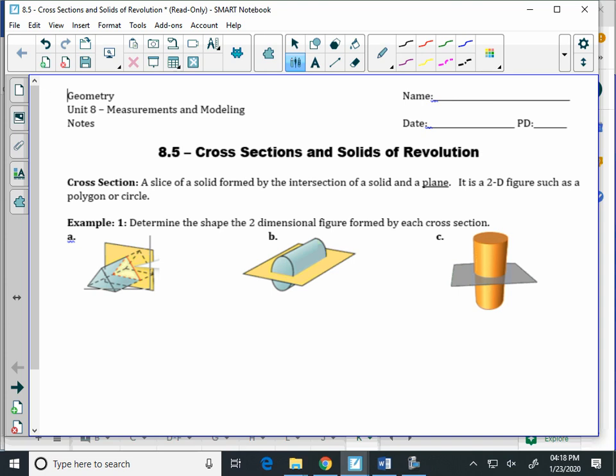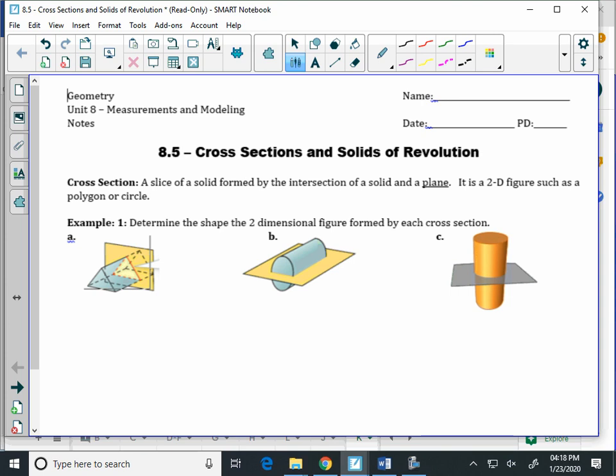A cross section is a slice of a solid formed by the intersection of a solid and a plane. Meaning we're taking a plane and cutting a three-dimensional figure in half. And the 2D figure is what you create when you cut that figure in half. So it's like if you break your pencil in half cleanly and perfectly, and you look at where you broke, it should be a nice perfect circle, as long as you broke it perfectly.